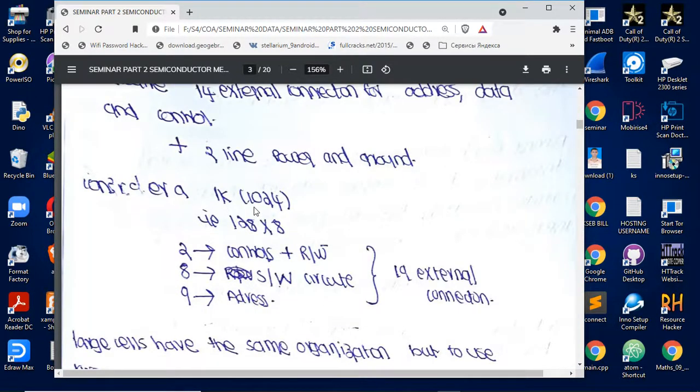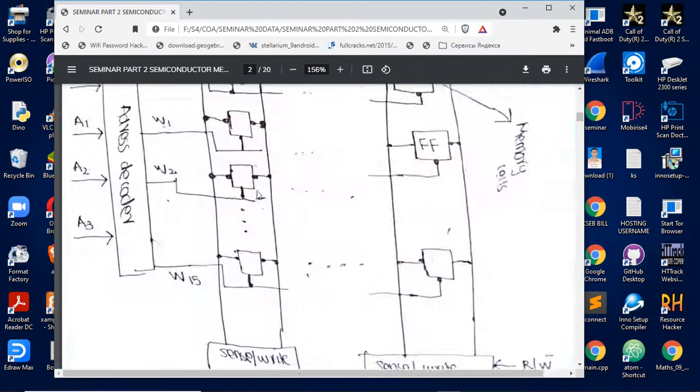And considering a 1k, that is 1024, that is 128 into 8. So once we get this number, we should understand that 128 means the number of words, and 8 means the capacity of a word. Okay, so it will contain two control signals for read and write. Okay, that's common. And there will be 8 for sense and write, that is sense and write circuit.